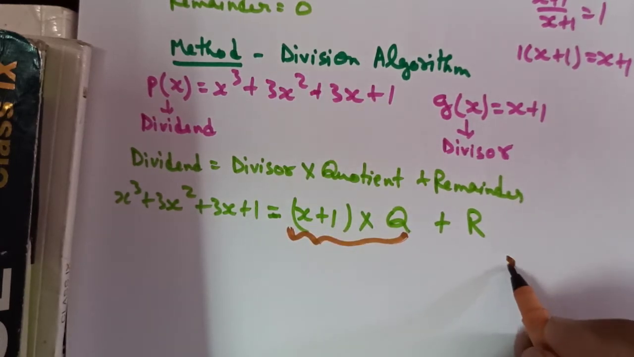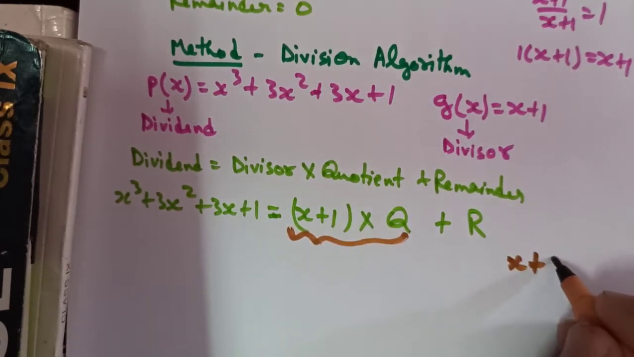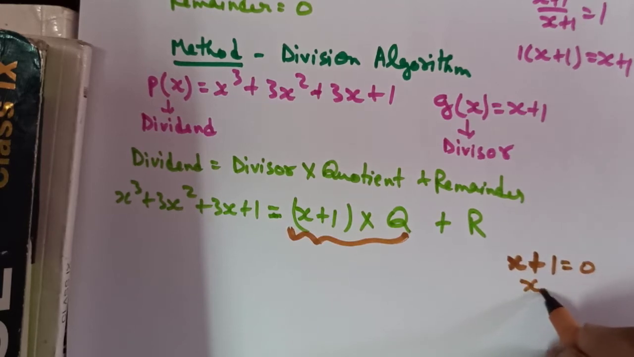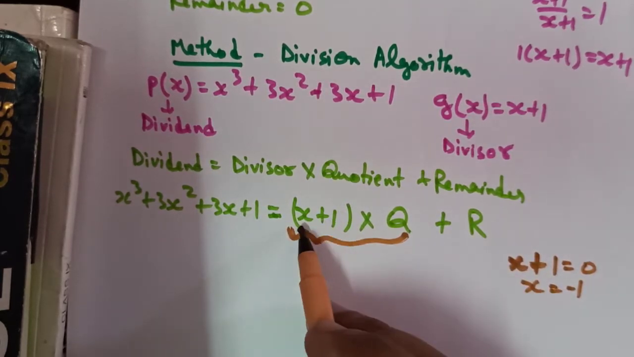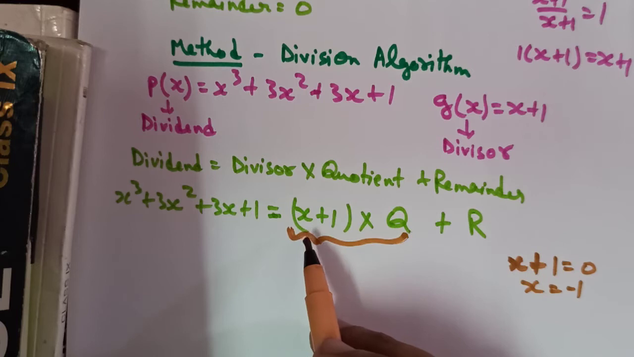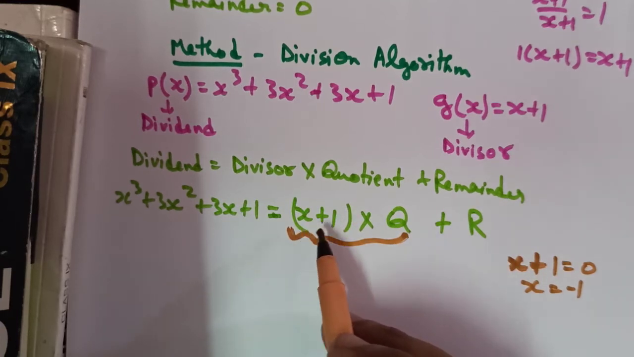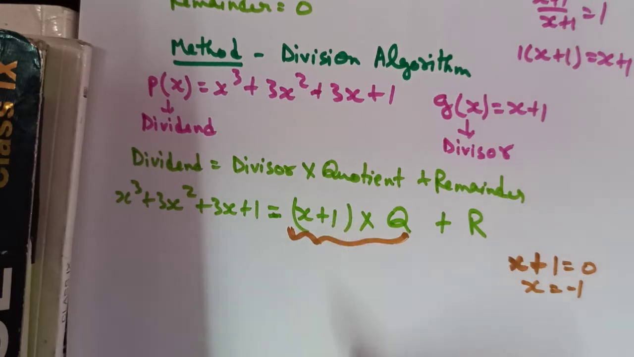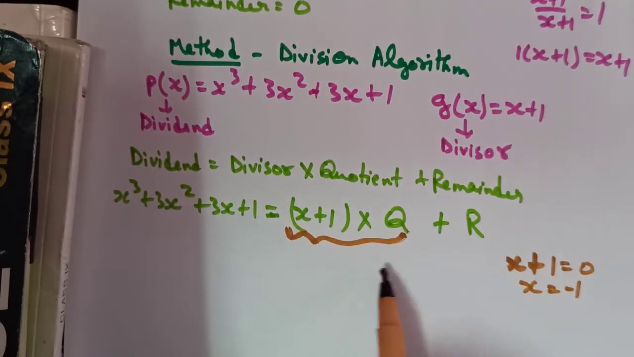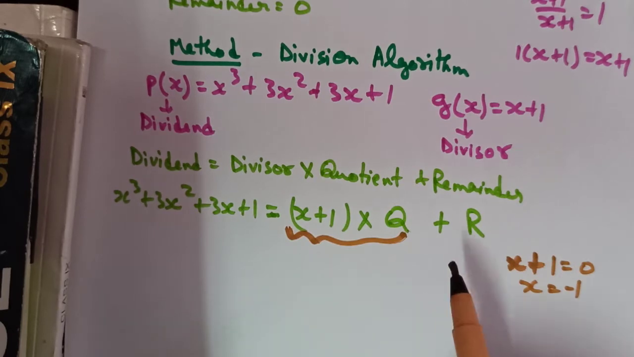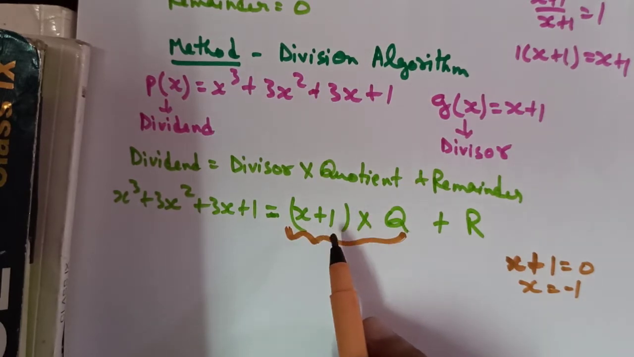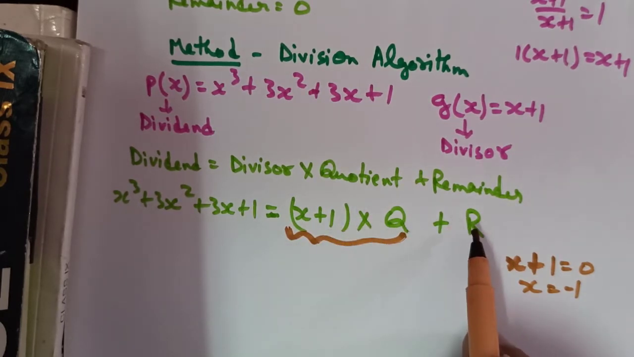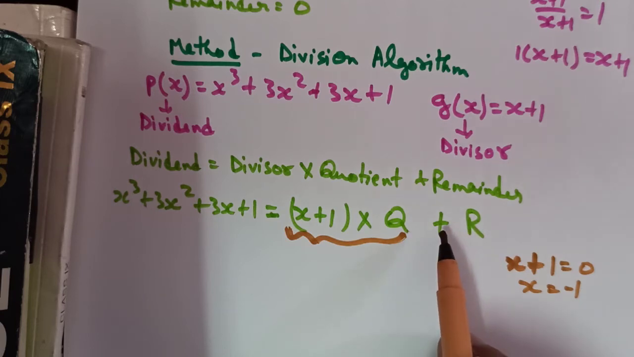First we will calculate the 0 of the divisor polynomial, that is x plus 1 equals 0, x equals minus 1. Now if we substitute minus 1 over here, then the value of the divisor will become minus 1 plus 1, that is equal to 0, isn't it? So this entire term becomes equal to 0, and on the right hand side we get 0 plus the remainder, that is we will be getting the remainder.